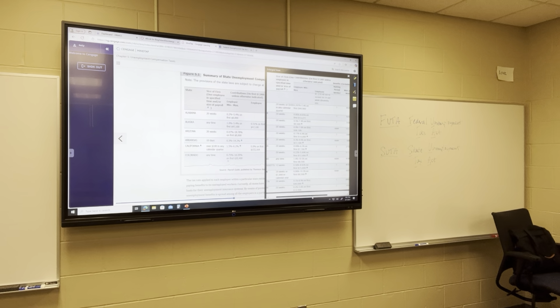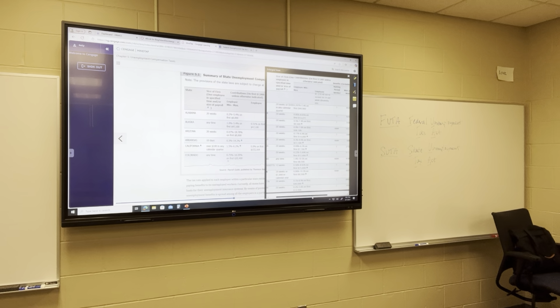So if an employee makes $10,000, there's $3,000 that's not going to be subject to FUTA tax. It's just the first $7,000 that are going to be subject to FUTA tax. And this is the amount that's paid during any calendar year.